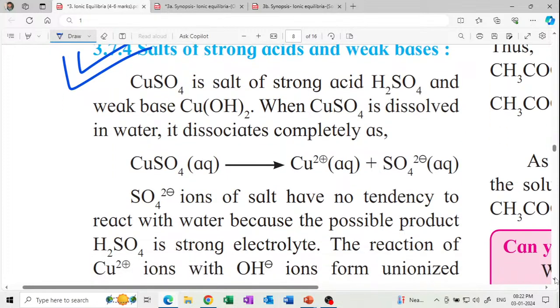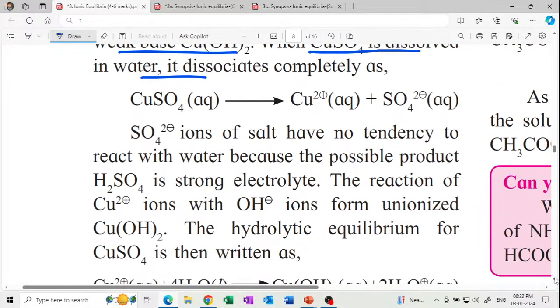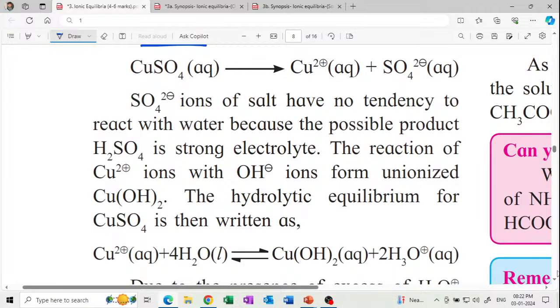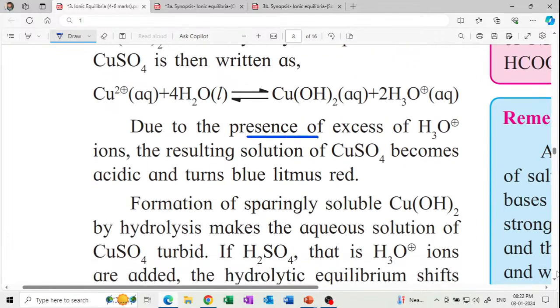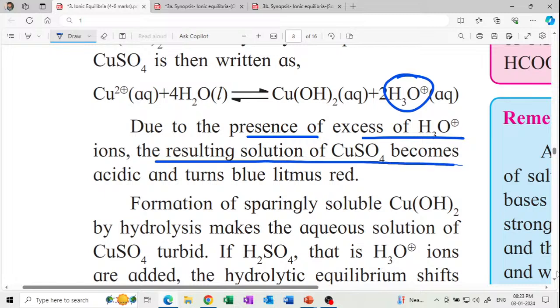Okay, copper sulfate solution, that is CuSO4, is a salt of strong acid and weak base. When CuSO4 is dissolved in water, it dissociates completely to form Cu2+ and SO4 2-. So the ion has a tendency to react with the water. Get it? The reaction of the CuSO4. So this is the formation of H3O+, due to presence of excess H3O+. The resulting solution of copper sulfate becomes acidic and thus turns the litmus paper red. This is actually your answer.